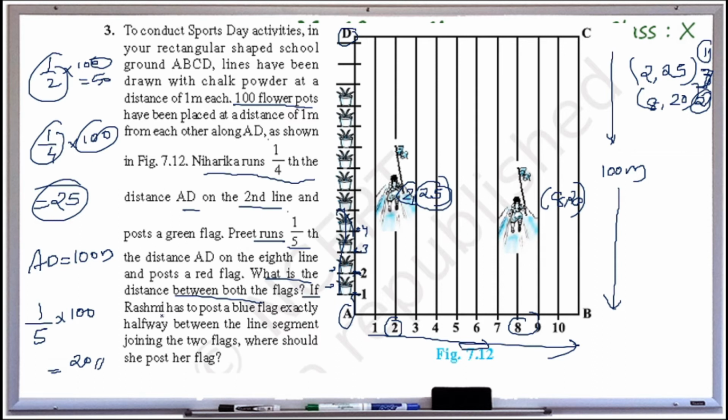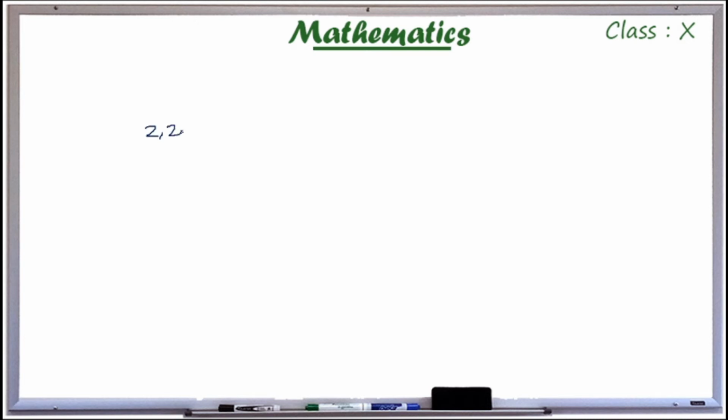And the second question is, if Rashmi, one new person, has to post a blue flag exactly halfway between the line segment. So exactly halfway means the center of these 2 flags, one more flag is plotted. So we have to find the coordinate of that flag also. So the summary of this question is, we have 2 points, (2, 25) the first flag and (8, 20) the second flag. Here the first flag is there and here the second flag is there.